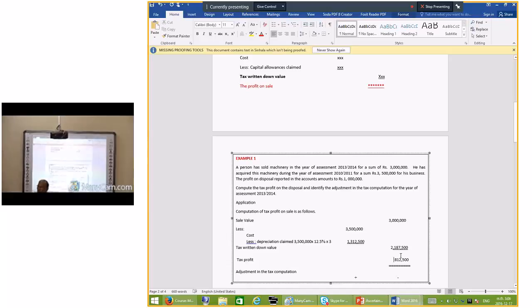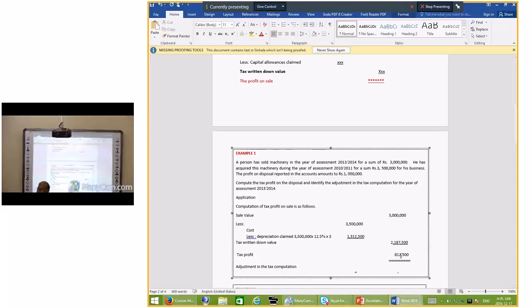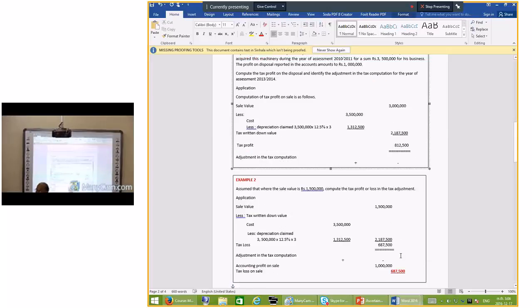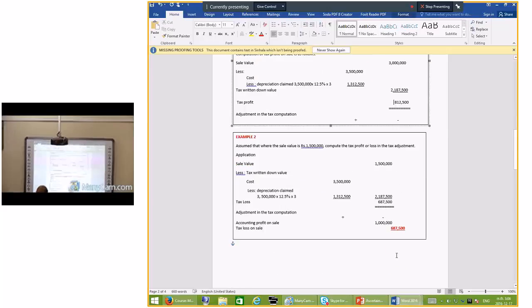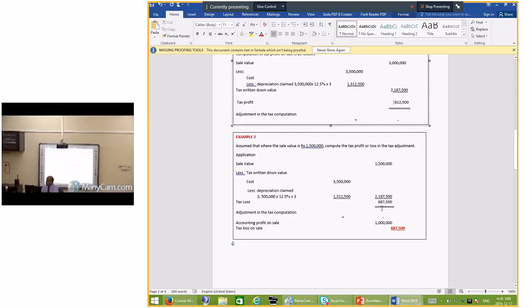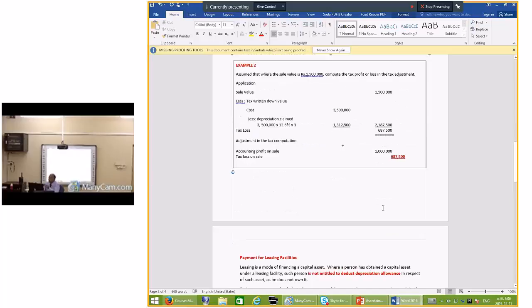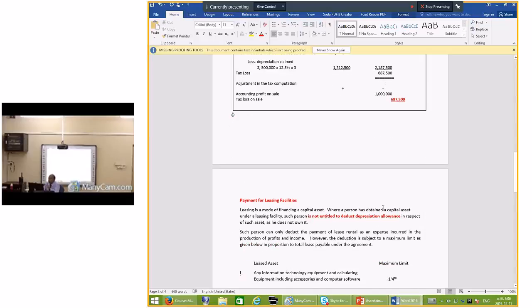The first step is neutral. We will learn how to adjust this in the computation. The same theory is applied in this particular case where there will be a tax loss, and the same we have to adjust. The same formula is applied for any asset disposal, any lease asset disposal.